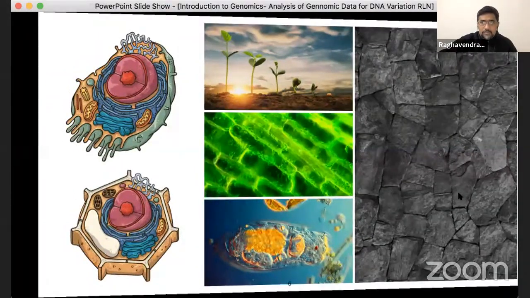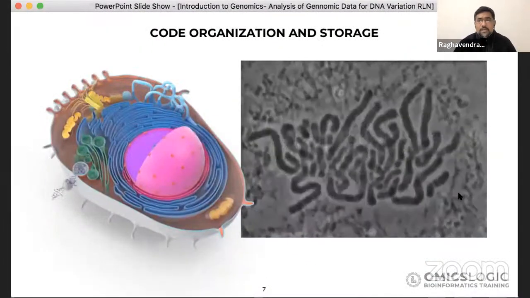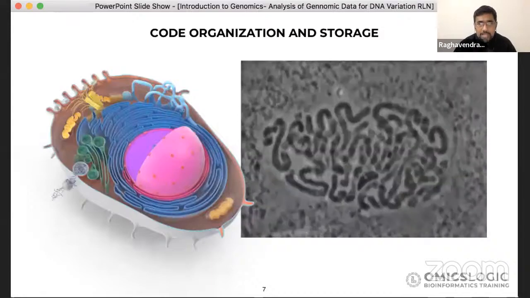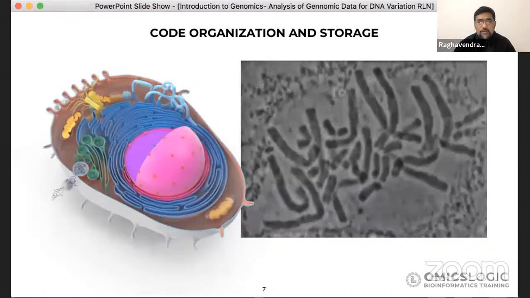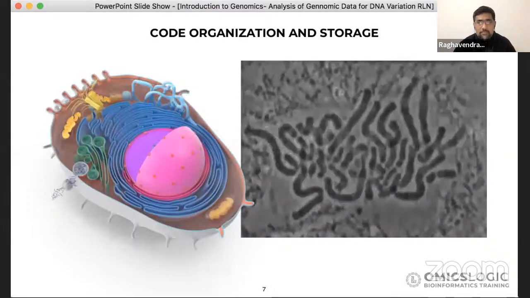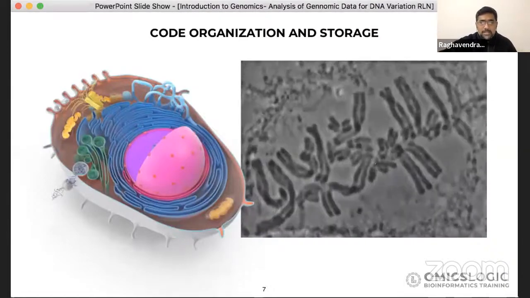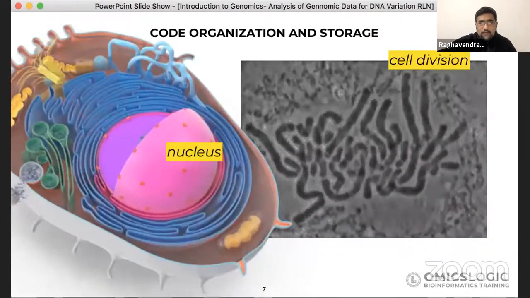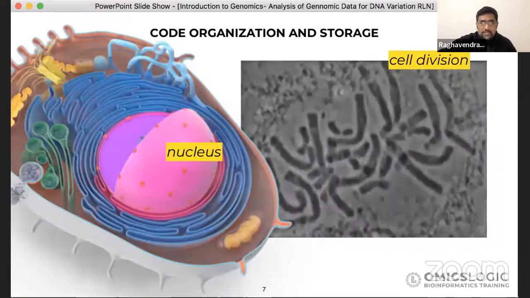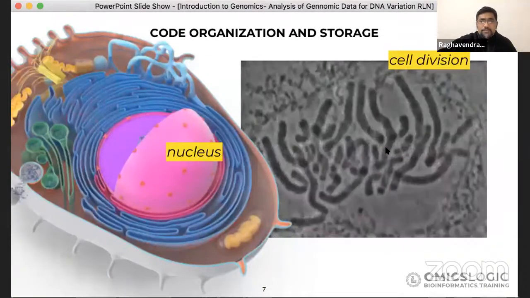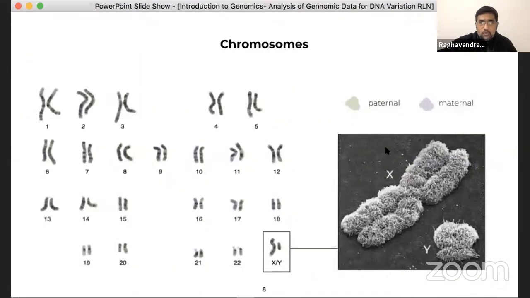The instructions for life of a single cell, and also the life of a complex organism like us humans, which contains over 37 trillion cells, right? Each cell contains the same DNA, which is stored in a nucleus. When cells divide, as they do when a new organism is formed or when new cells have to be generated, we see how this DNA is organized.